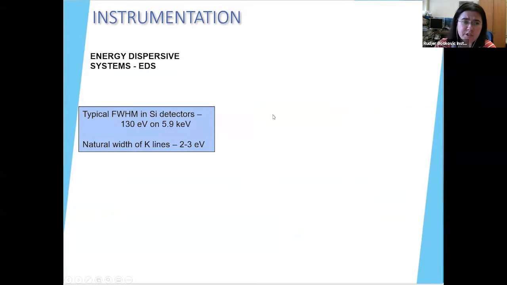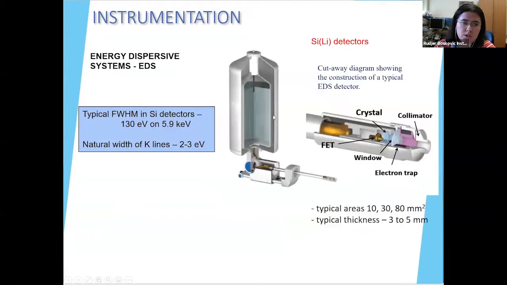In energy dispersive systems, we usually use silicon-based detectors. The resolution of this type of detector is around 130 electron volts at 5.9 keV. But you have to take into account that the natural width of K lines is in the range of, for example, 2 to 3 electron volts, or even less. So you have a moderate energy resolution, but it's good enough to perform PIXE spectroscopy. Typical areas of the detectors are between 10 and 80 square millimeters, and thicknesses are between 3 and 5 millimeters.